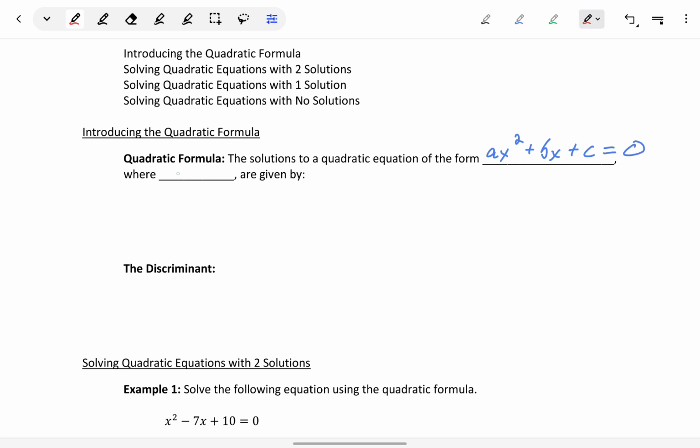This formula does have one restriction though, which is that a cannot be 0. So that leading coefficient needs to be some non-zero value. And if so, then the solutions to this equation will be given as x equals opposite of b plus or minus the square root of b squared minus 4ac, all of that divided by 2a, which then lets us see where that restriction comes from, that a cannot equal 0. Since this is a quadratic expression, the denominator cannot equal 0. So a cannot be equal to 0.